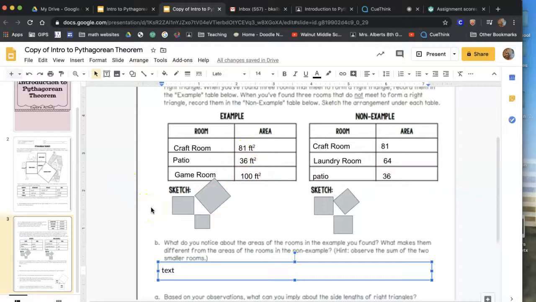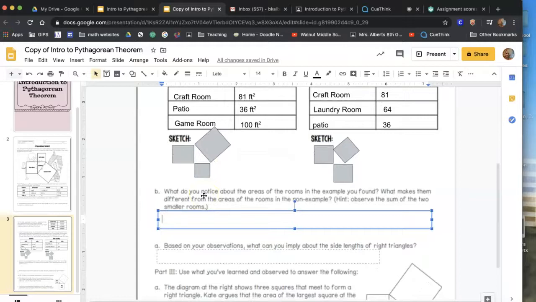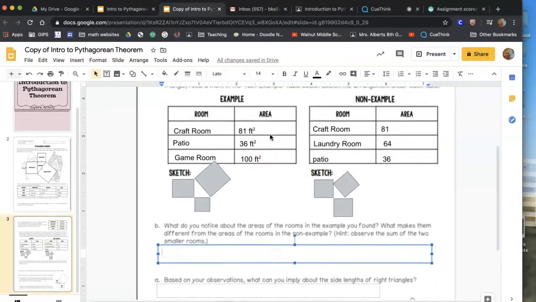So when we go on, what do you notice about the area of the rooms in the example you found? What makes them different from the areas of the rooms with a non-example? The hint was observe the sum of the two smaller rooms. So this one actually, 81 plus 36 doesn't equal 100. So we would have to go back and look at that one a little bit. And this one here where we have 81 plus 64, that doesn't equal 36. So this one, I think we had to use 64.